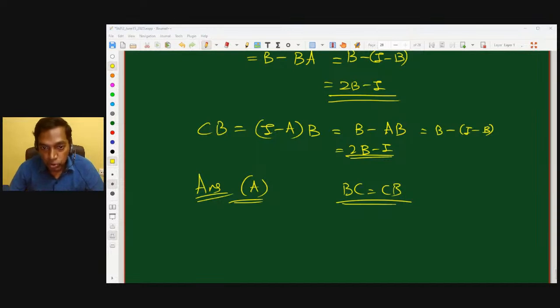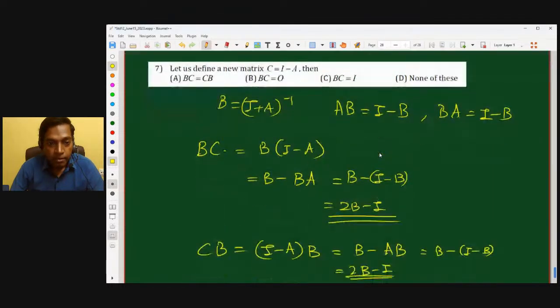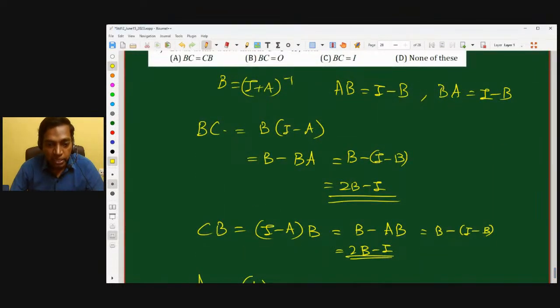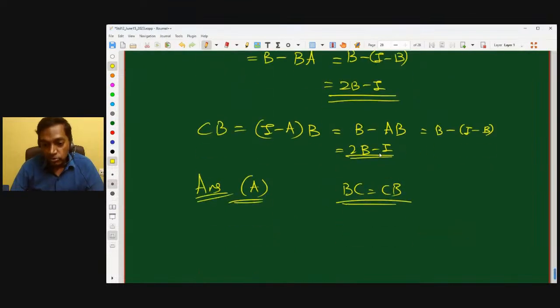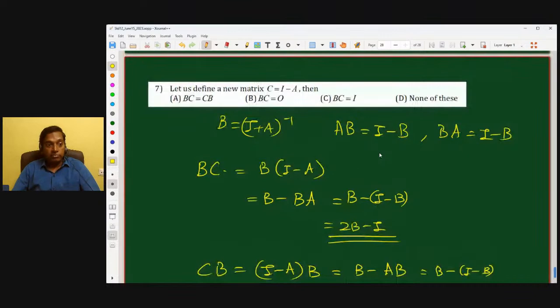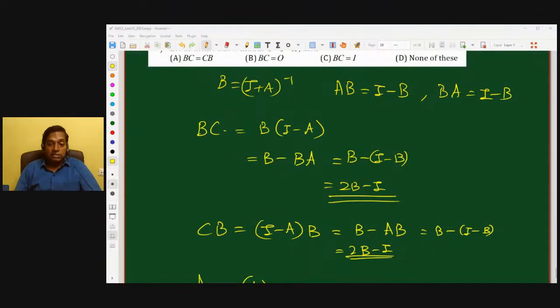Most people had put option C, which is BC equals I, but it looks like BC is actually 2B minus I. B is not the same as I. So that's not correct. BC is equal to CB is correct because of the property that we just proved earlier. These are kind of tricky things related to inverse, is all I can say.